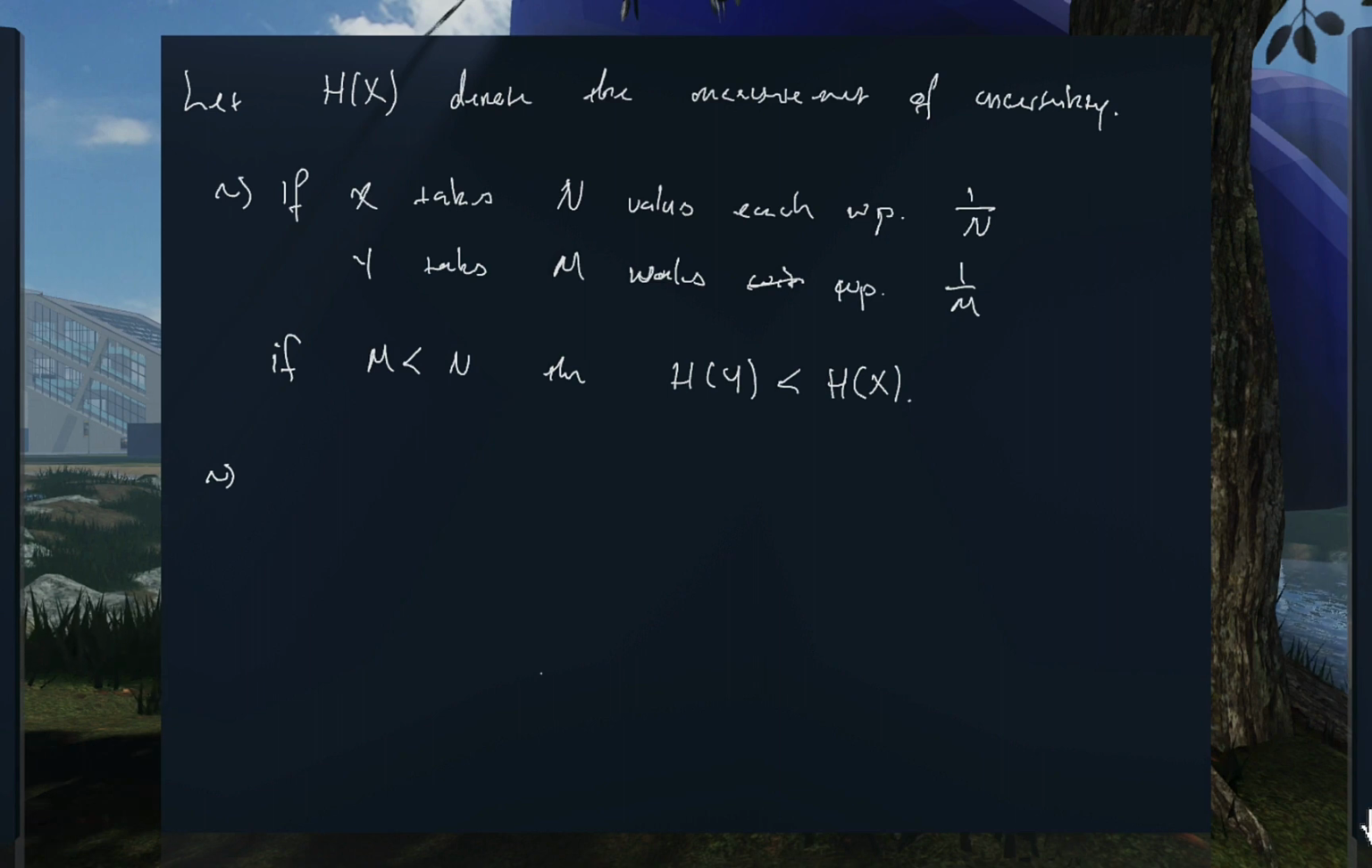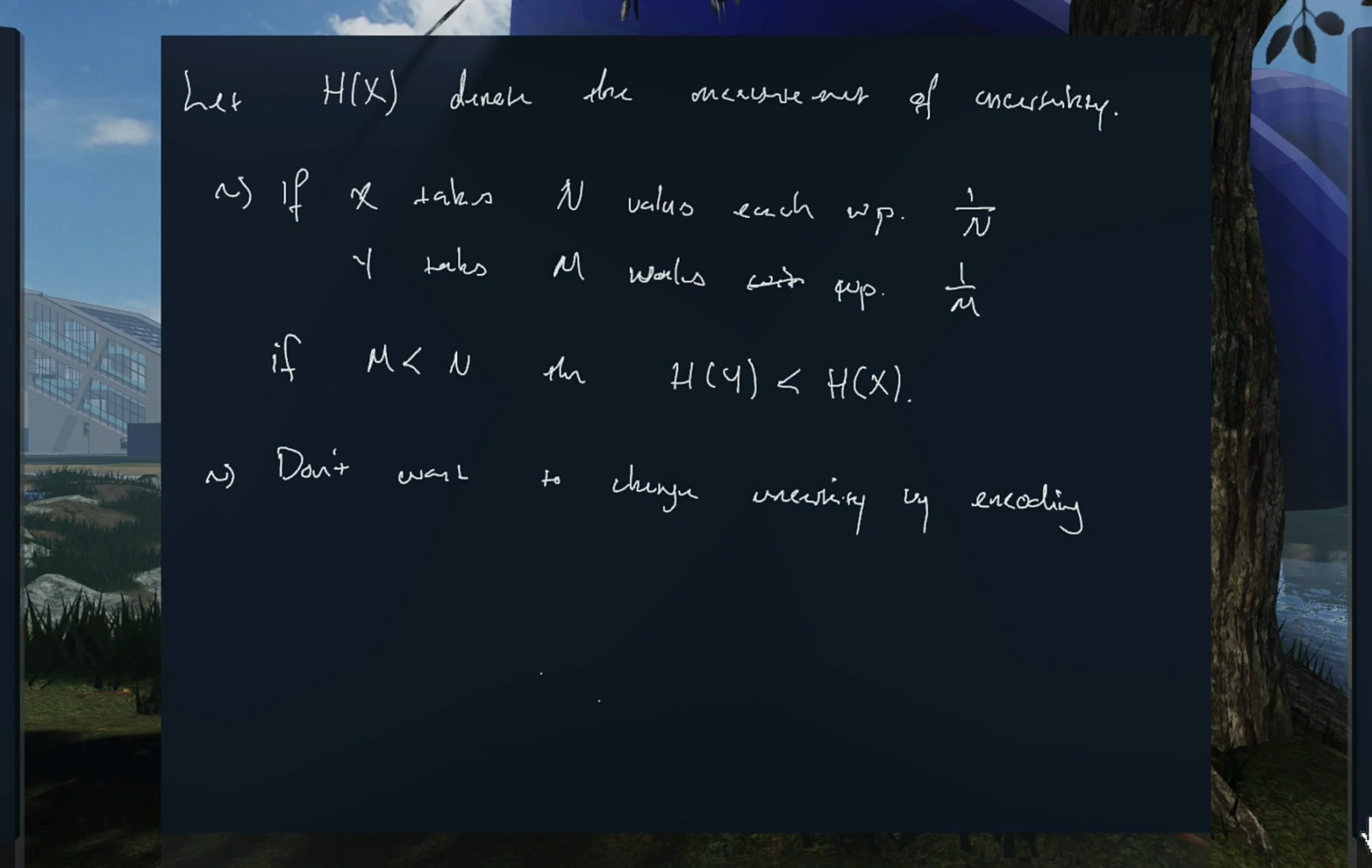The other thing that we want is we don't want to be able to change the uncertainty by encoding random variables in different ways. So we don't want to change uncertainty by encoding differently. So let's talk about this using an example before we state the axiom properly.